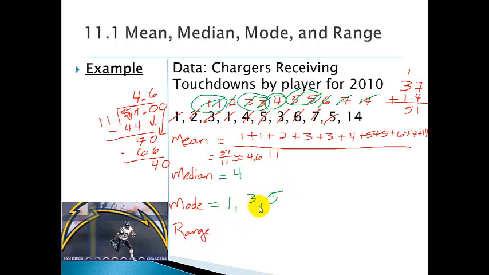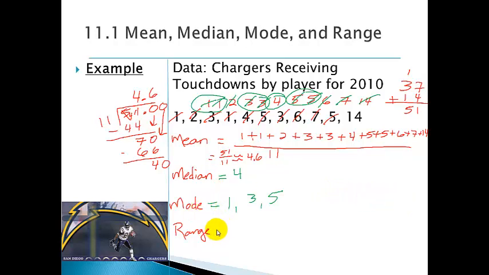And another thing to remember is if there were no modes, like say each number was unique, you want to make sure you write no mode, not 0, because 0 is a number. Somebody would think that the mode was actually 0. And so you want to make sure you write out no mode. That's okay, you can write that out.